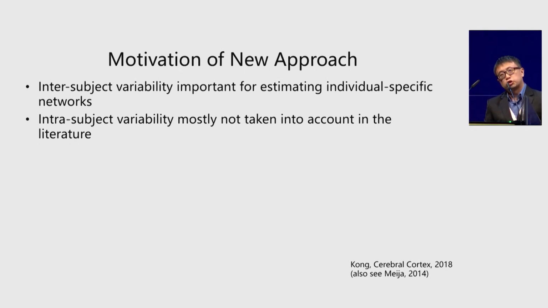So what's the motivation of this new approach? There's, of course, been a lot of work done on estimating individual-specific networks or parcellations. Across this work, because we're interested in individual-specific networks, all algorithms have to take into account inter-subject variability. But intra-subject variability is usually not taken into account.